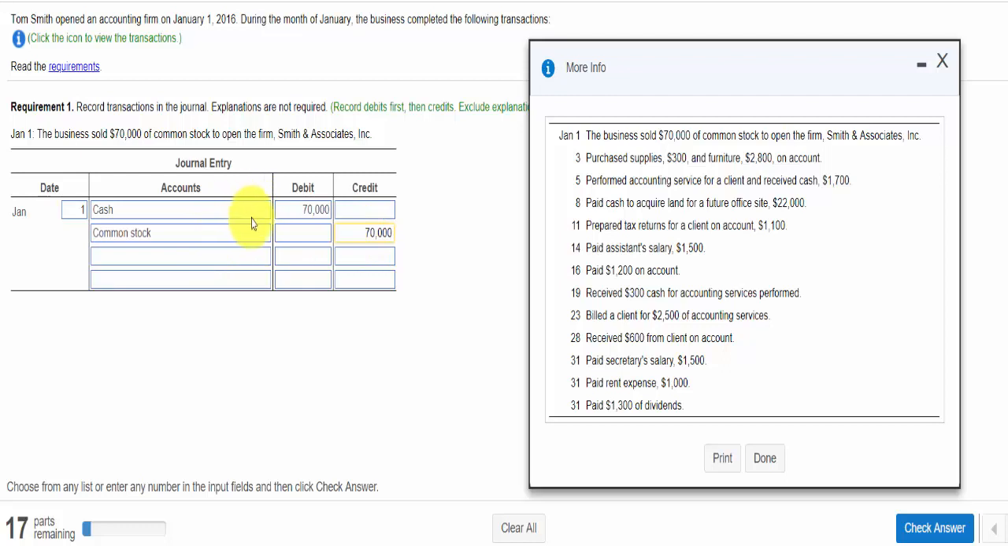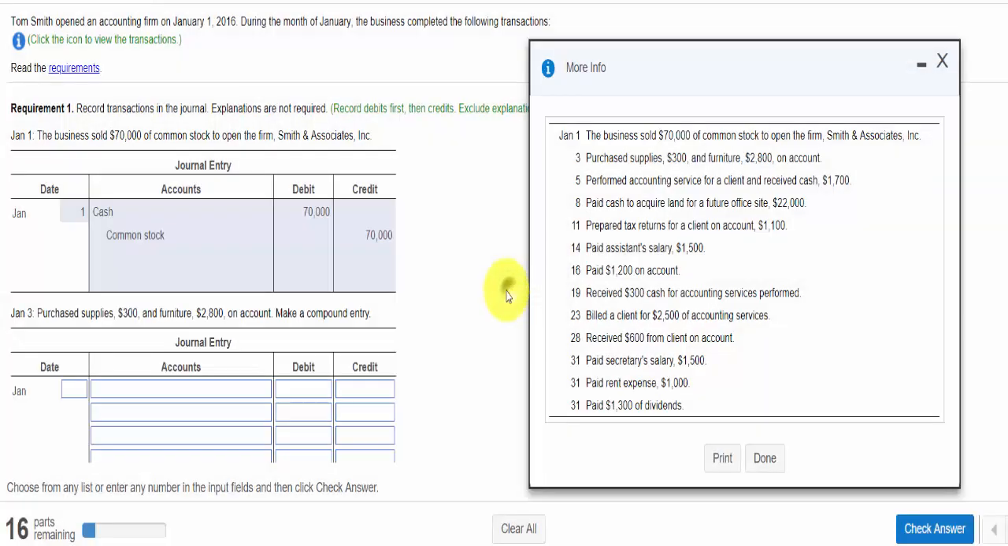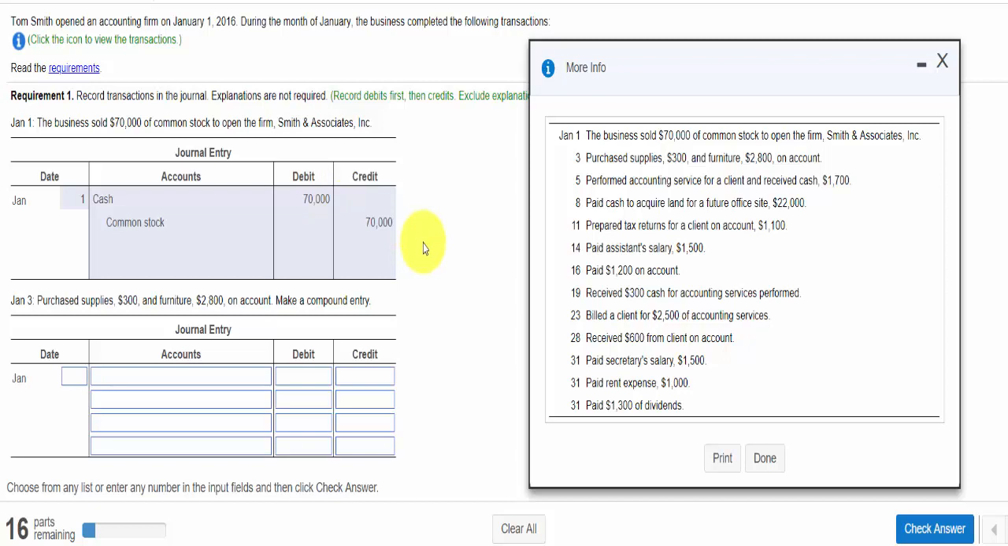If we write 70,000 on the debit side of cash account and 70,000 of common stock on the credit side, both sides are equal, then we press check the entry. Our first transaction is completed. The second transaction is on 3: purchase supplies 300 and furniture 2800 on account. On account means it is borrowed from other persons.